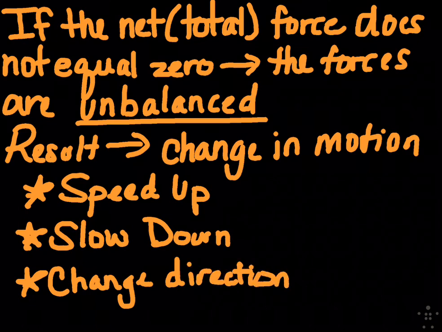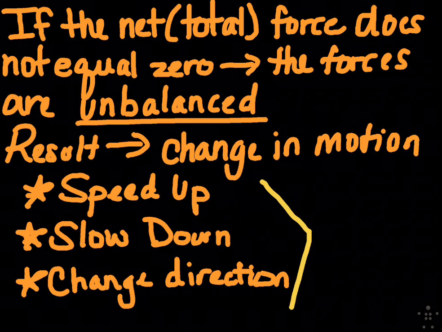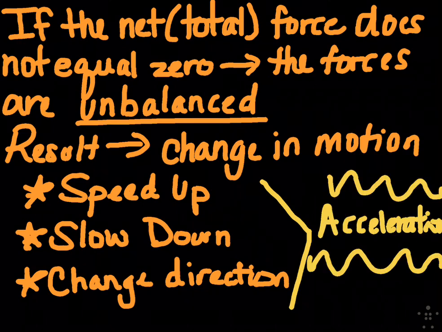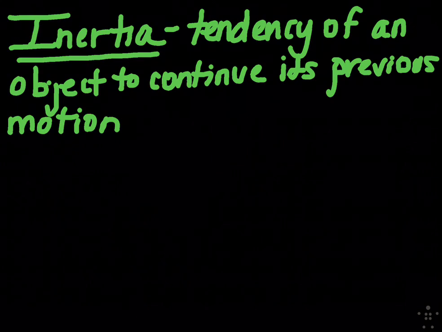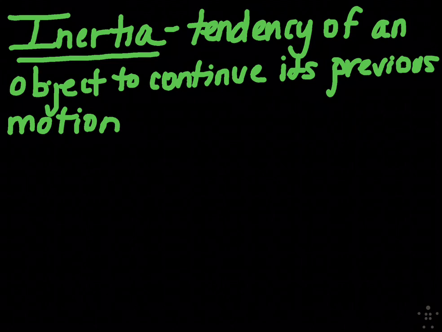And where have you heard those 3 things before? That's right, you're thinking of it. It's acceleration. So, acceleration is caused by unbalanced forces. It all comes together. The last thing that we're going to talk about in this section of notes is something called inertia. And inertia is the tendency of an object to continue its previous motion.